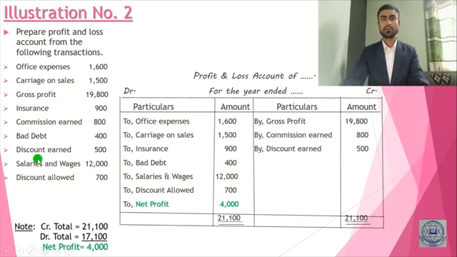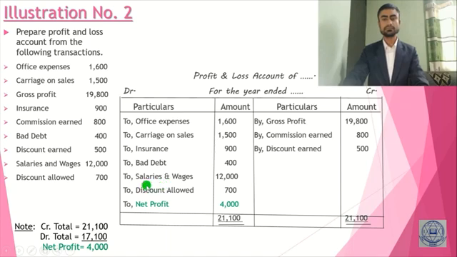Discount earned. Discount earned means discount received. Receipt means we should write on the credit side. So discount received is written here, 500. Discount earned. If there is discount allowed, then we write it on the debit side, but here there is discount earned, so we write it here. Next we have salaries and wages. Salaries and wages are also expenses, indirect expenses. Salary for the office staff, so we should write on the debit side, to salaries and wages 12,000.